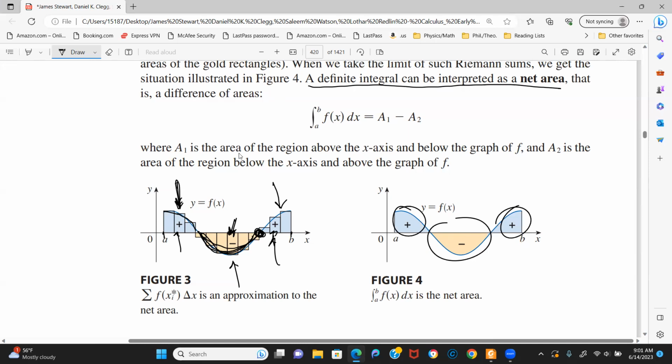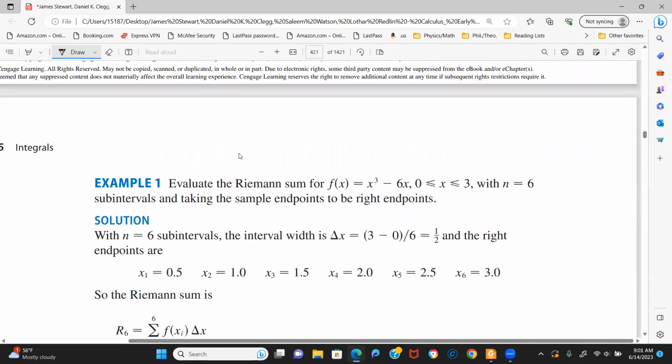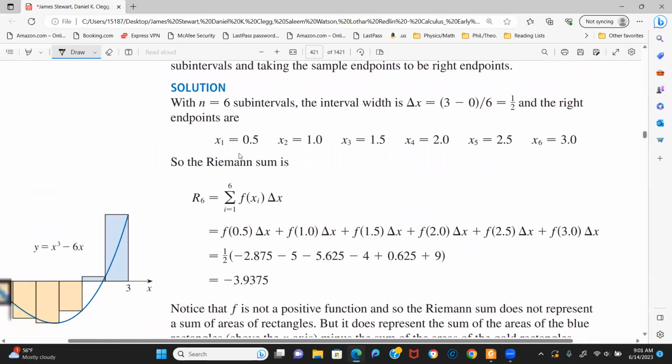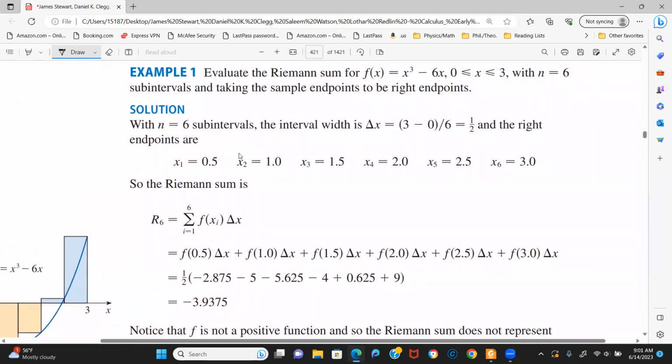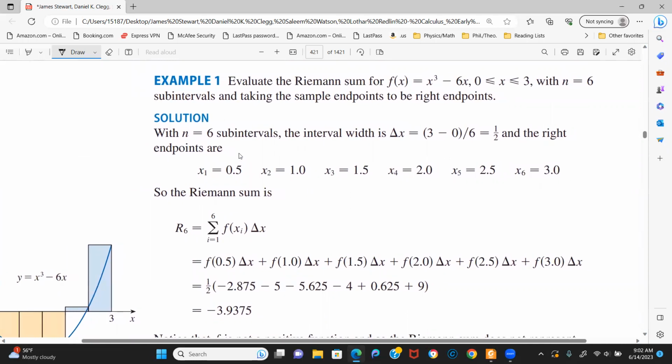So the definite integral is more generally interpreted as a net area, because the function could be positive or negative. Anyways, let's look at an example. Okay, so they want to just evaluate this Riemann sum. I guess this is kind of a dumb example, but let's quickly work through it. You have the function x cubed minus 6x over the interval 0 to 3, and you want 6 subintervals, and you want the sample points to be the right endpoints of these intervals.